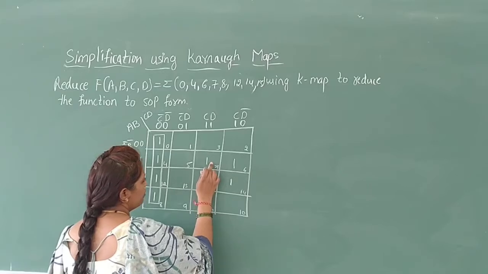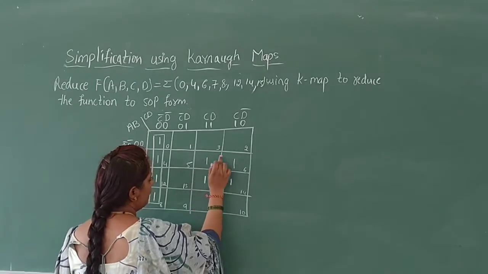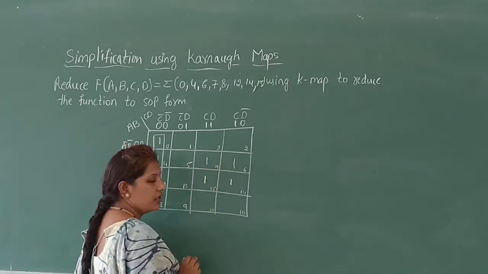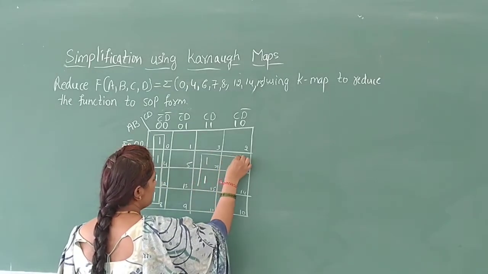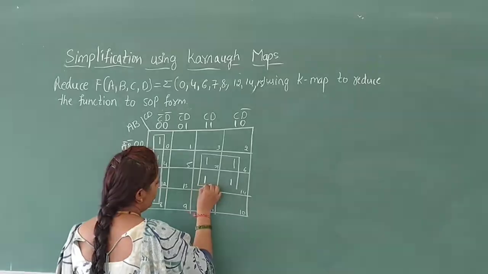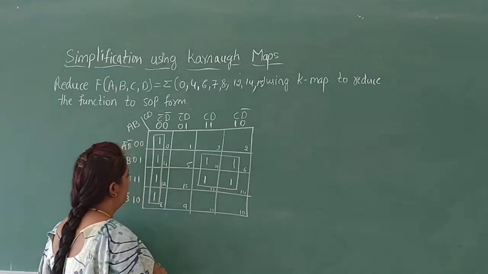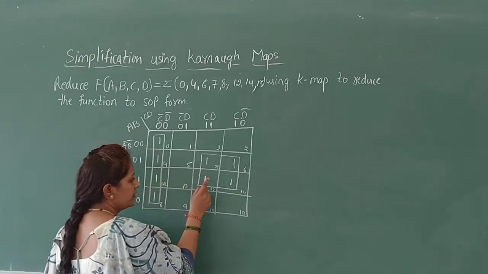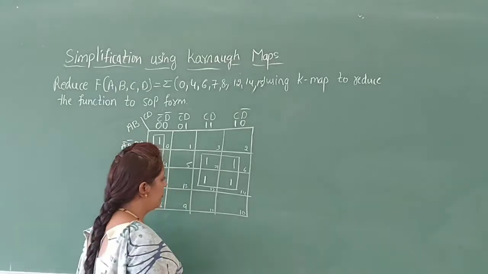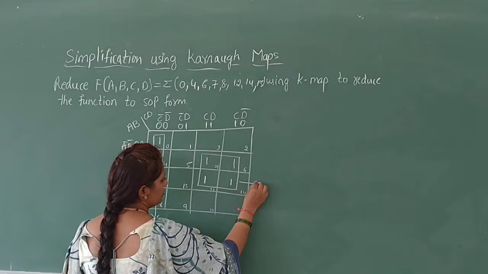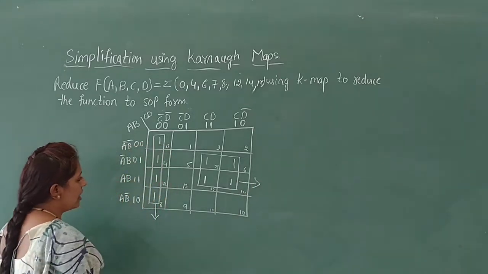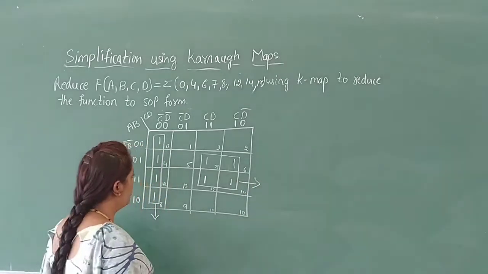And these values are formed continuously in horizontal form, as pair values. Then it creates one more quad. This is a vertical quad. This is a horizontal quad. And write down its minterm values after forming the quads.